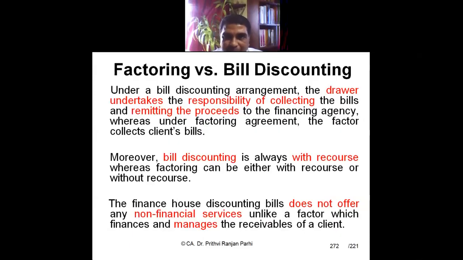Is it not? But here, if you are going for without recourse factoring, then the seller has no responsibility. Once it is sold to the factor, the entire risk is with the factor.